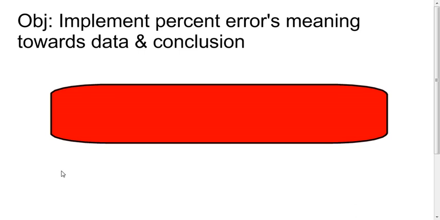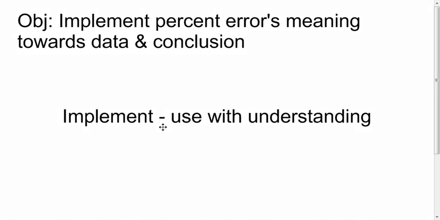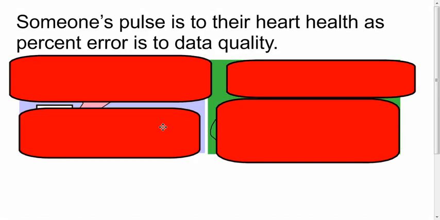The purpose of this video is for you to be able to implement percent error's meaning towards data and conclusion. And by implement, I mean use with understanding. Now, someone's pulse is to their heart health as percent error is to data quality.